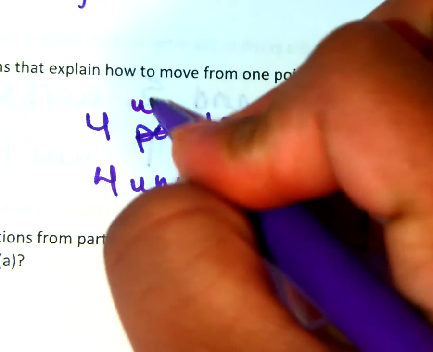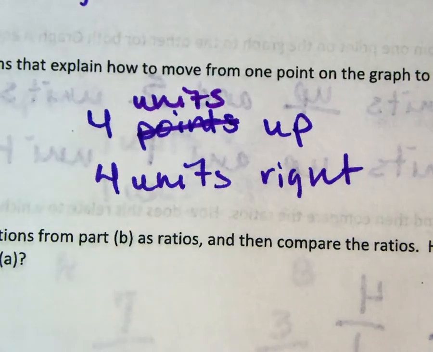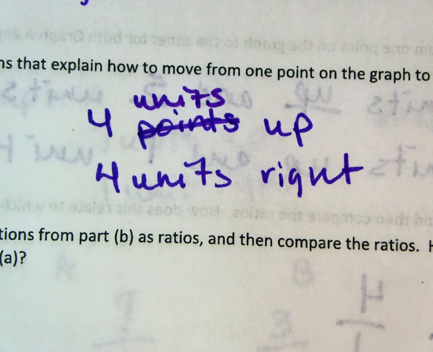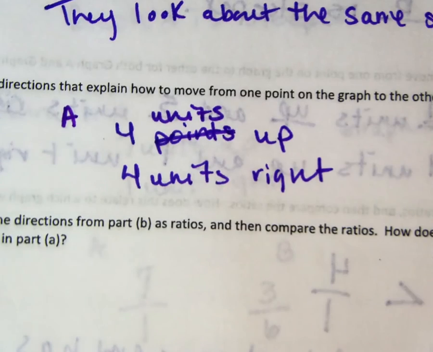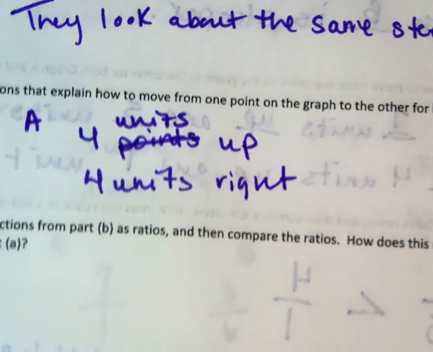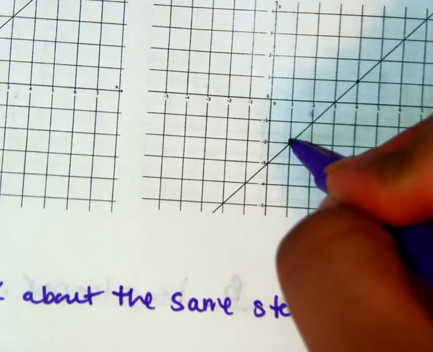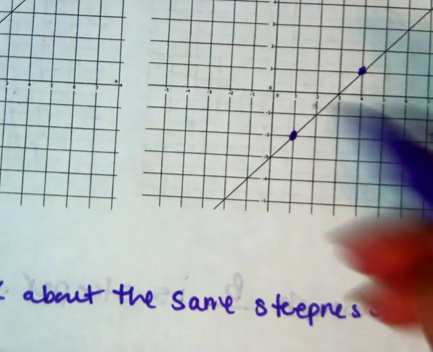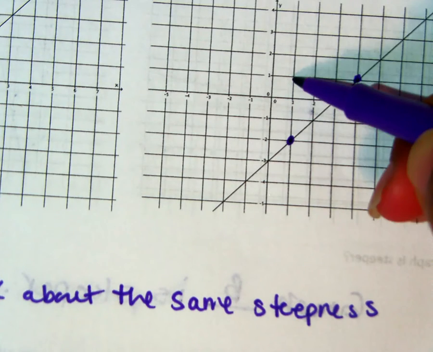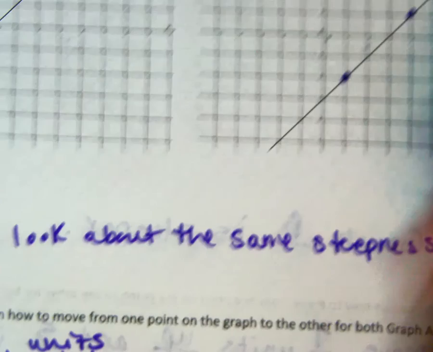I also want to be consistent and use the word units, because we're traveling on the graph and each line represents a unit. I'm talking about graph B now. I want to move from one point to the other. Then I move 1, 2, 3 units up and 1, 2, 3 units right.